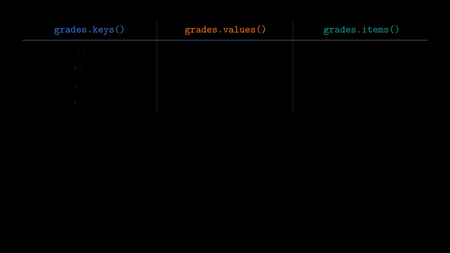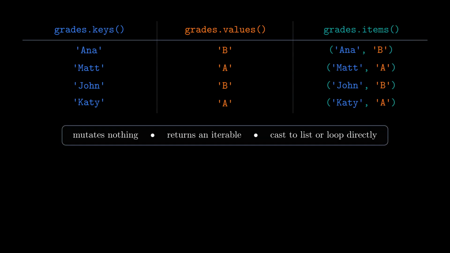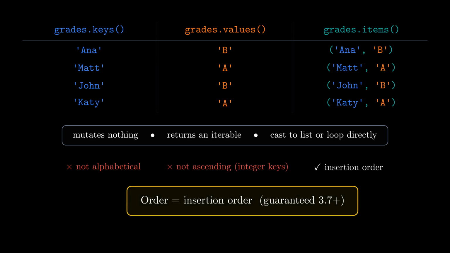One caution before we loop: don't assume an order. Entries come back in the order you inserted them: Anna, Matt, John, Katie here. Never sorted alphabetically, and integer keys wouldn't arrive sorted either. Python has guaranteed that insertion order since 3.7. But the habit that keeps your code robust is not to depend on it. Rely only on visiting every entry.